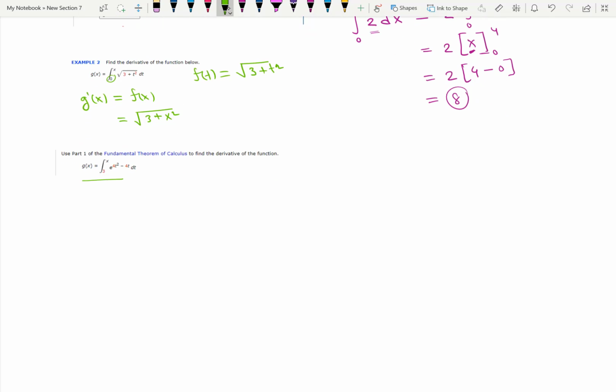Now for this one, f of t is e to the power 4t squared minus 4t. So g prime of x would be f of x. Replace this t by x, it becomes e to the power 4x squared minus 4x. So this is the answer.